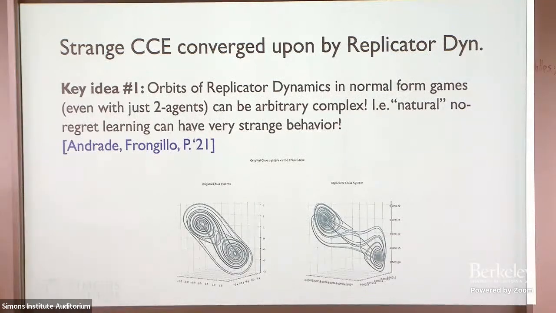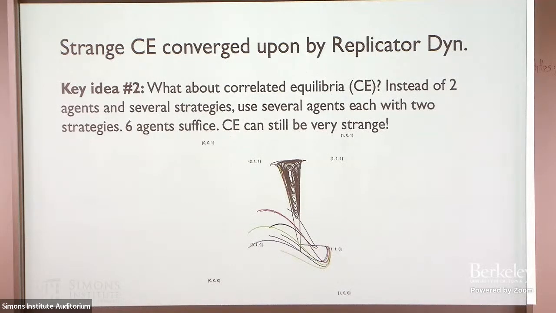What about correlated equilibria? Maybe that's our way out. We know how to do reductions, almost for free, from CCE to CE. Is it the case that correlated equilibria are good? The answer is no. Instead of using two players and a lot of strategies to get flexibility from the strategies, just use several agents, but only two strategies for each. And if players have only two strategies, then coarse correlated equilibria and correlated equilibria coincide.